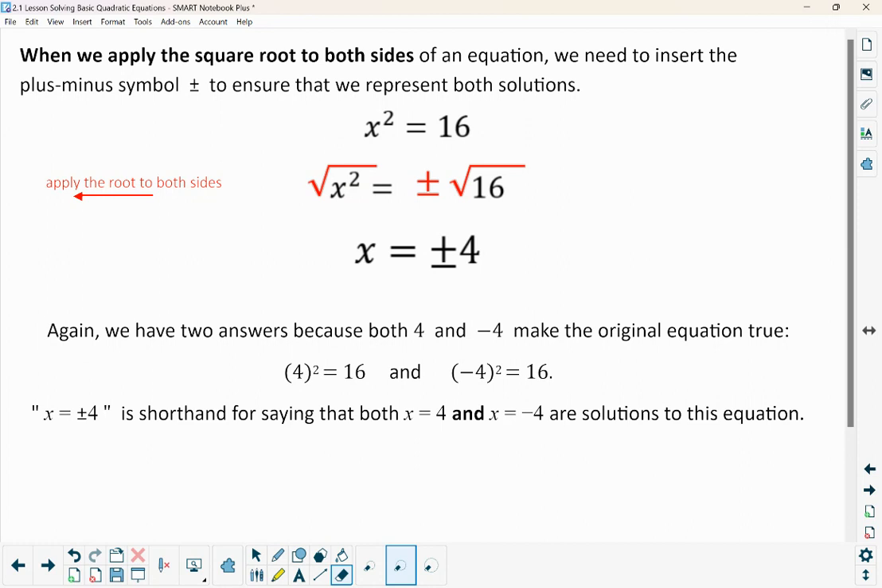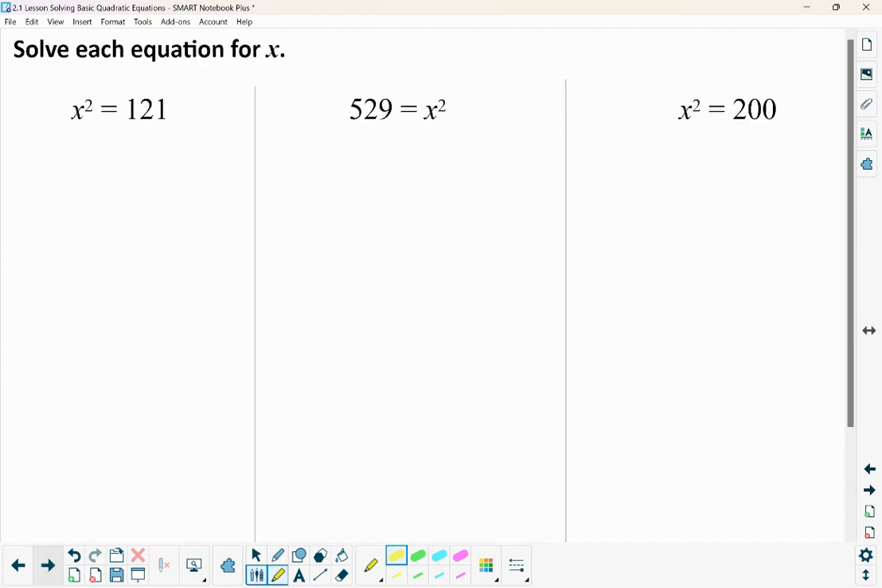This is shorthand for saying that both 4 and -4 are solutions to the equation. It just saves you from writing out those two answers separately. It's just the way that we report that both 4 and -4 make that original equation true. So we're going to practice some of those. We have the equation x squared equals 121. So we're going to apply a square root to both sides to undo the power of 2.